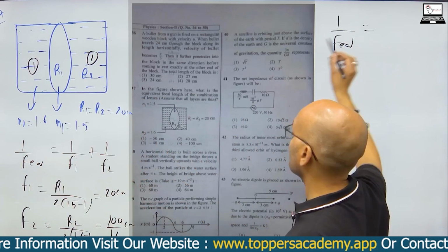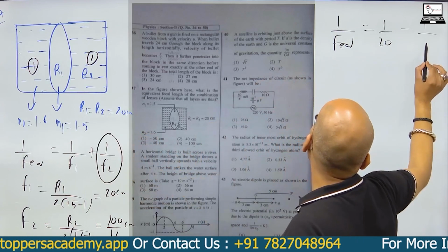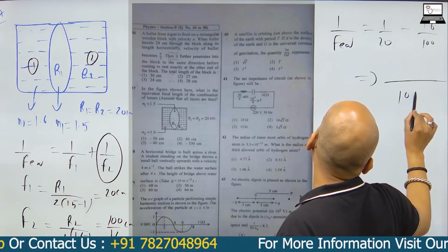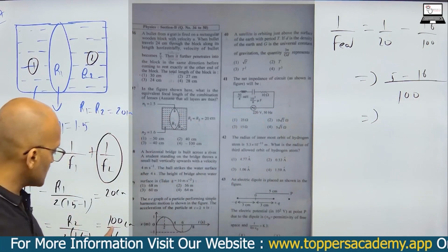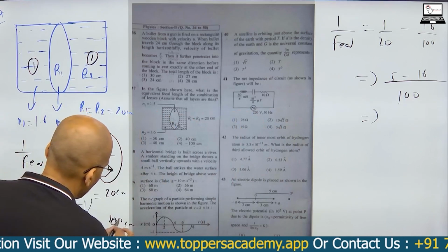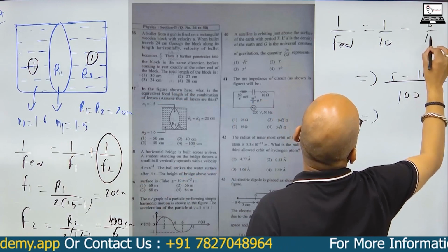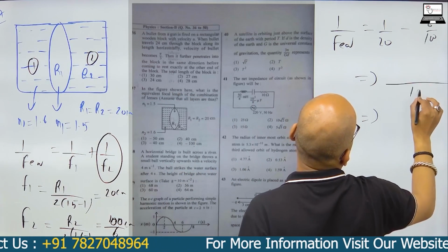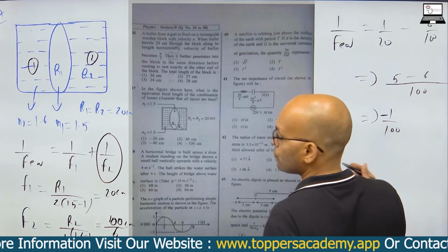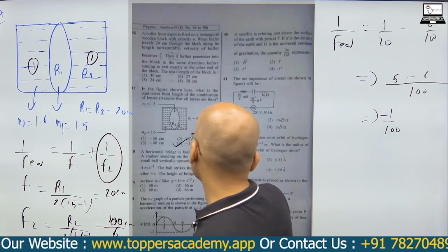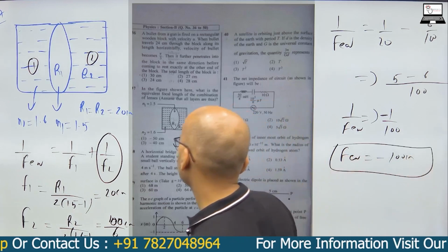1 upon f equivalent, just calculation, nothing else. So 1 upon 20. Now this is concave, so minus 1 upon 100. So it will not be 16, I think. Oh, this will be 100 upon 6. Sorry, 100 upon 6, calculation error. So 6 upon 100, 5 minus 1 upon 100, obviously. Minus is showing its concave nature. Answer minus 100 centimeter. Why? Because this is 1 upon f equivalent, so f equivalent comes out as minus. Anyway.